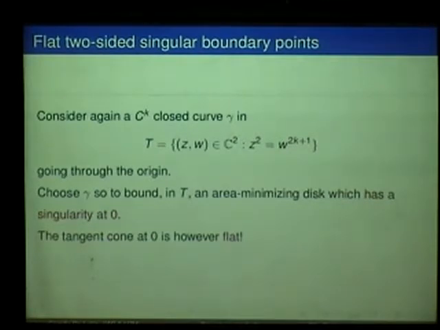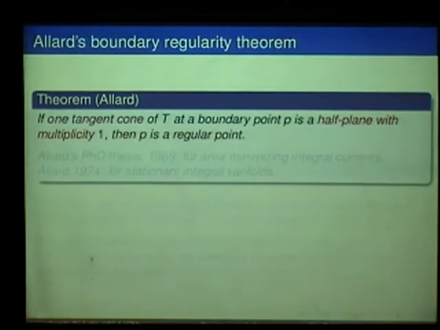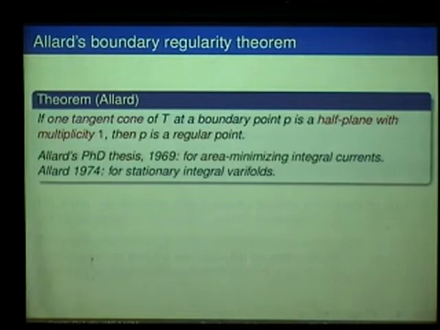It's flat but two-sided. Now, a fundamental theorem of Allard, called in the literature Allard's boundary regularity theorem, tells you that if you have a tangent cone at the boundary point and the tangent cone is a half plane, so if the tangent cone is flat and one-sided, then the point P is regular. Okay? And actually Allard proved this theorem twice for area minimizing currents. First in his PhD thesis, and then later in 1974 he generalized this statement to stationary integral varifolds, which contain area minimizing currents as a particular case.